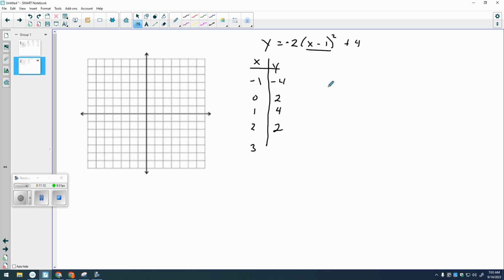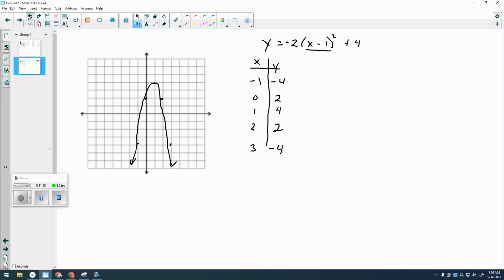So my next thing then is I want to plot my points. When x is 1, y is 4. 1, 2, 3, 4. When x is 0, y is 2. When x is 2, y is 2. When x is a negative 1, y is a negative 4 and a negative 4. And so notice this one is quite a bit steeper, narrower, than the other one.